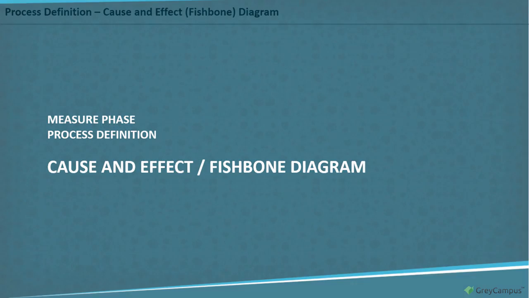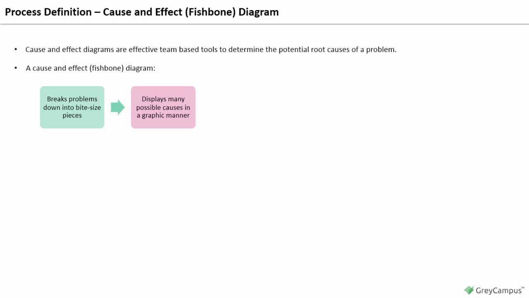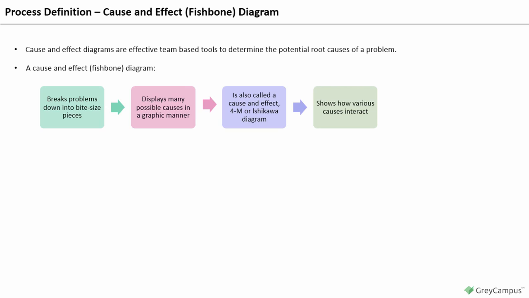Cause and effect or the fishbone diagram. Cause and effect diagrams are effective team-based tools to determine the potential root causes of a problem. A cause and effect or fishbone diagram breaks problems down into bite-sized pieces, displays many possible causes in a graphic manner, is also called a cause and effect 4M or Ishikawa diagram, shows how various causes interact, and follows brainstorming rules when generating ideas. A fishbone session is divided into 3 parts: brainstorming, prioritizing, and development of an action plan.